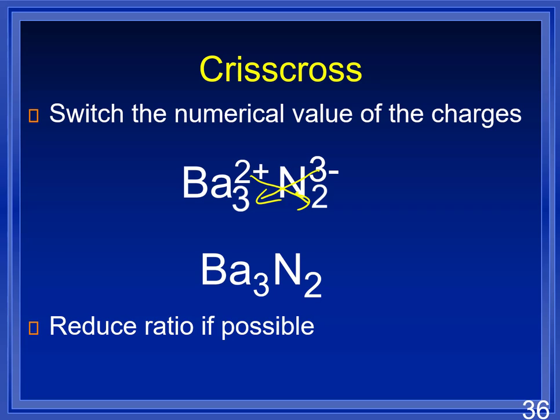Because if I don't have that 3 there, it doesn't cancel out. Okay, what I'm writing is Ba2 plus, Ba2 plus, and Ba2 plus. That's what that 3 means. And N3 minus and N3 minus. If you say erase the 3, that means I get rid of these. That doesn't equal 0.